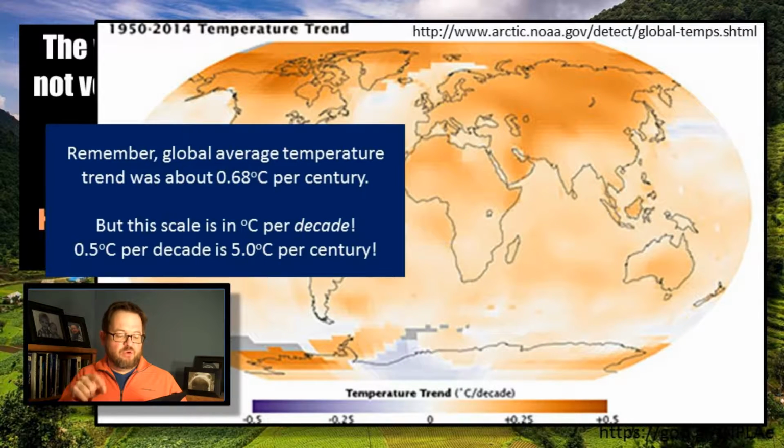And I want to draw your attention, okay, remember globally the planet was warming at a rate of about 0.7 degrees Celsius per century. Take a look at the scale on this diagram. That scale is in degrees Celsius per decade. And we've got numbers like 0.5 on there. So 0.5 degrees Celsius per decade works out to 5 degrees Celsius per century. And plenty of areas up in the northern region of the map have about that much warming. My goodness, northern Alaska, northern Canada, Siberia are having a lot of warming.